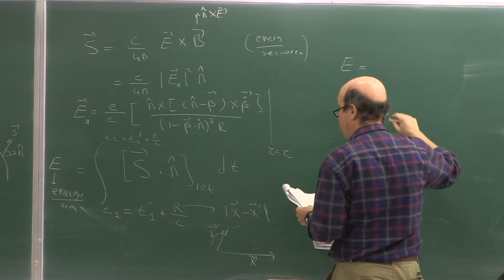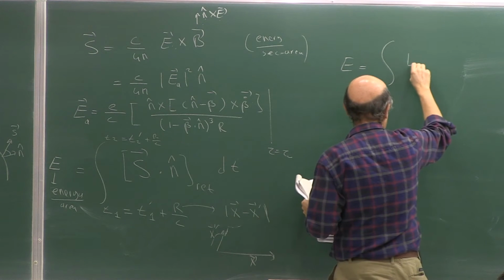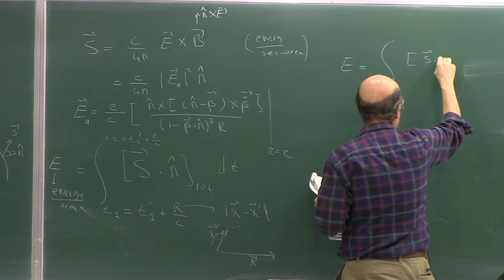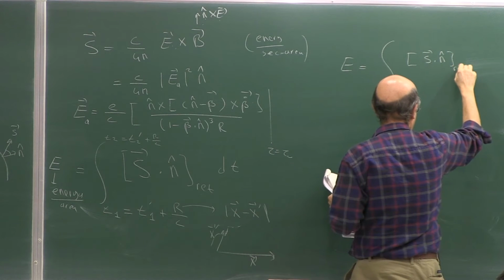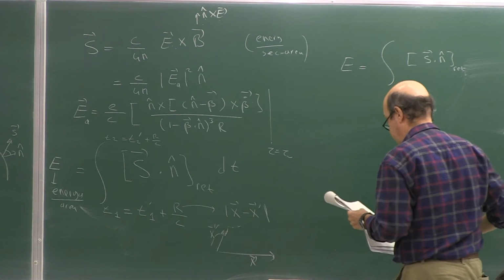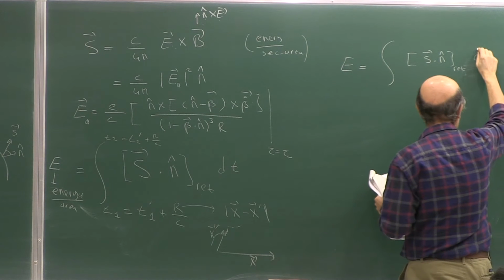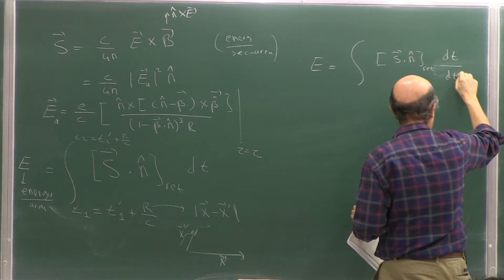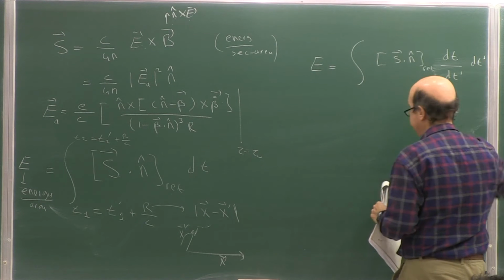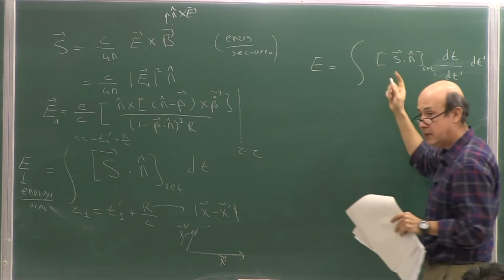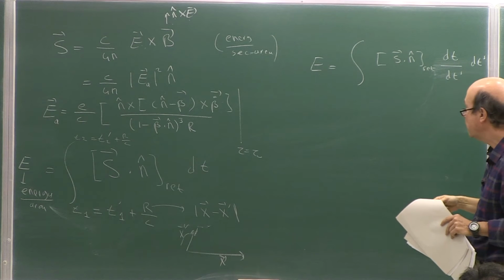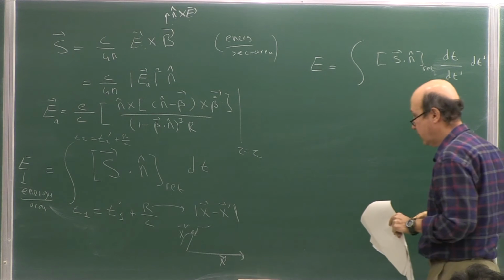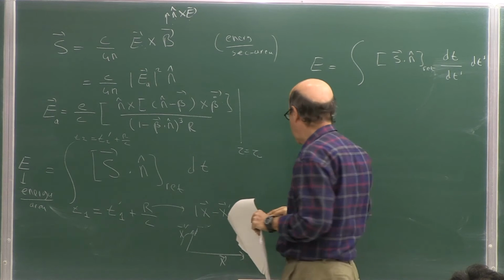So what I am going to do, S dot n at retarded time, so dt, and multiply by dt prime, divide by dt prime. Then the integration is taken with respect to the charge location, the time coordinate of the charge.